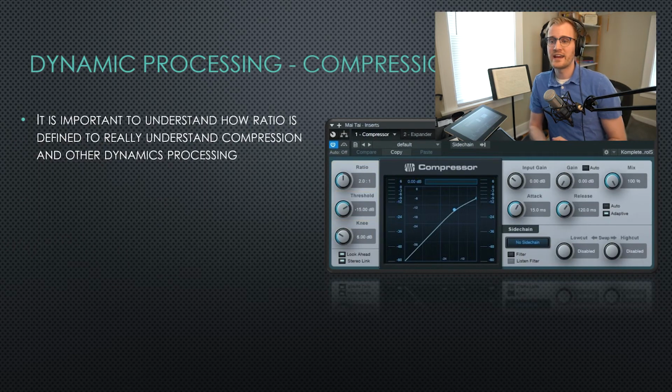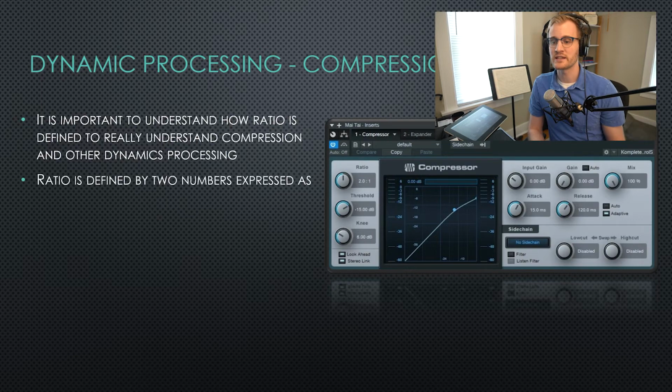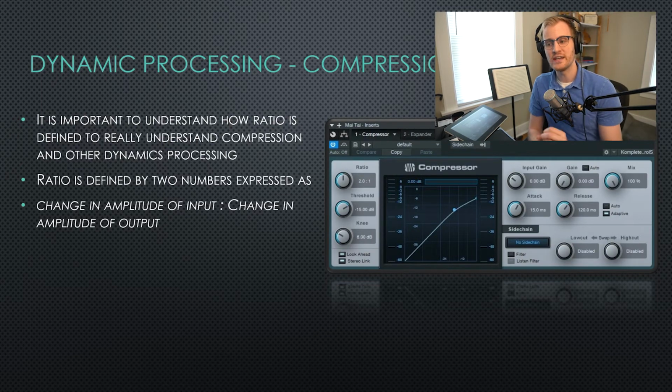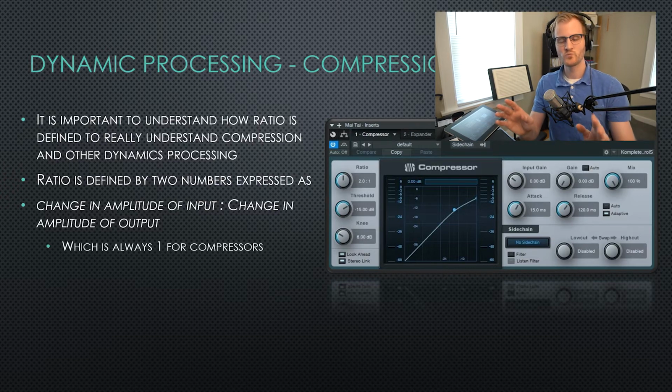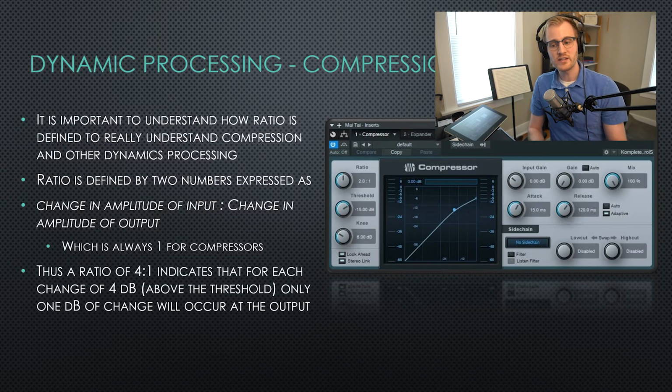It's important to understand how ratio is defined to really understand compression as well as other dynamic processing. So ratio is defined by two numbers expressed as the change in amplitude of input compared to the change in amplitude of output. So as mentioned, 2 to 1. When we're working with compressors, the second value is always 1. We're saying like 2 to 1 or 4 to 1 or 8 to 1, okay? Thus, a ratio of 4 to 1 indicates that for each change of 4 dB above that threshold, only 1 dB of change will occur at the output, okay?